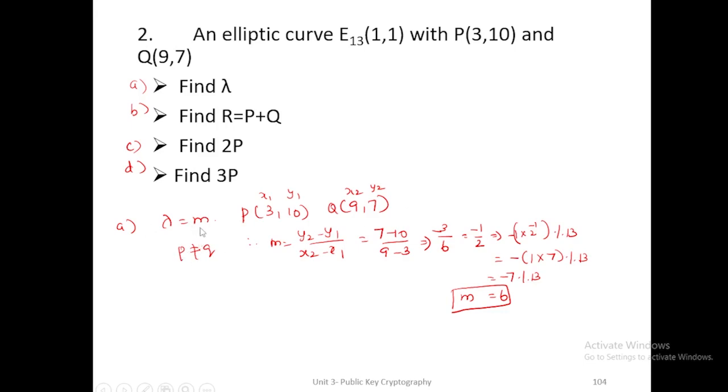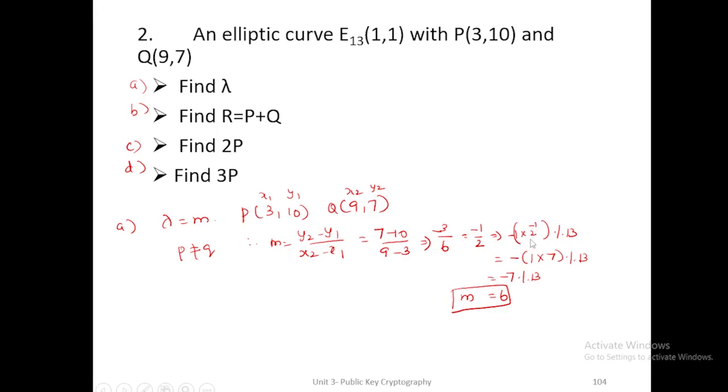Lambda, so that means there is a need of calculating the slope value. Here P and Q points are different. If P and Q are not the same, the slope m is equal to (y2 minus y1) by (x2 minus x1). So you substitute the values: (7 minus 10) by (9 minus 3). So it will give minus 3 by 6, so the answer is minus 1 by 2. I am writing minus 1 separately. 1 by 2 can be written as 2 inverse.